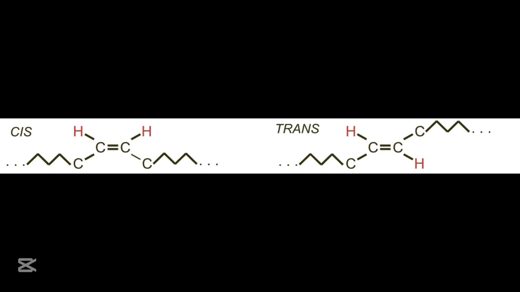But in a trans configuration, the hydrogens are on opposite sides, making the chain straighter. So trans fats are kind of like unsaturated fats pretending to be saturated fats. That's a good way to put it, and unfortunately, trans fats are not our friends. They're primarily created through a process called hydrogenation, which is used to turn liquid oils into solid fats like margarine or shortening. So those processed foods are sneaking in some unhealthy trans fats.